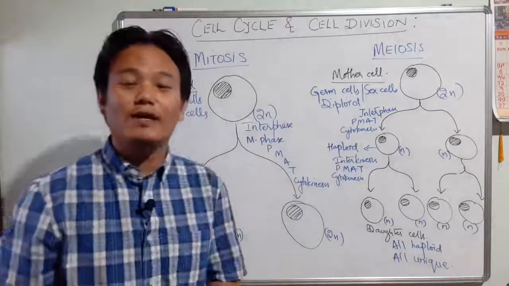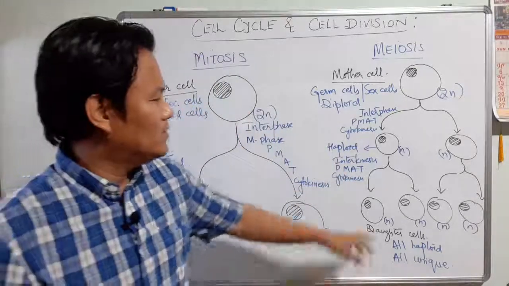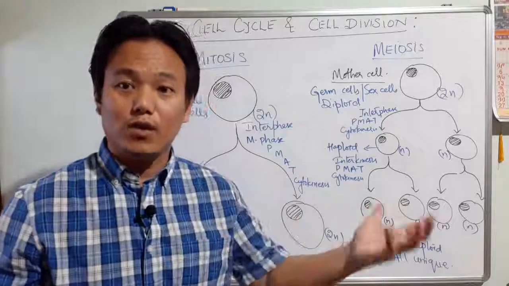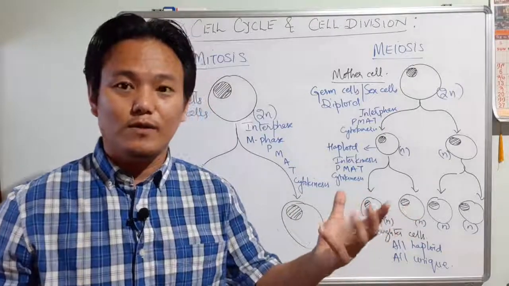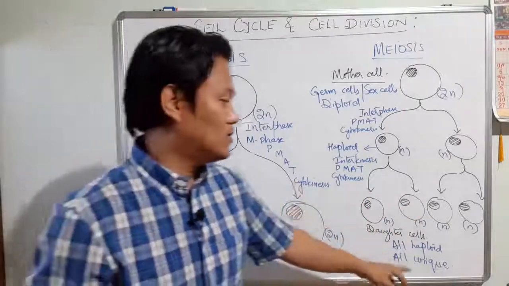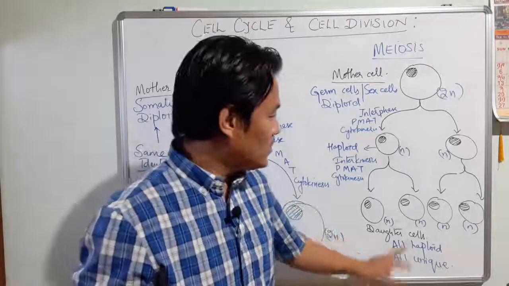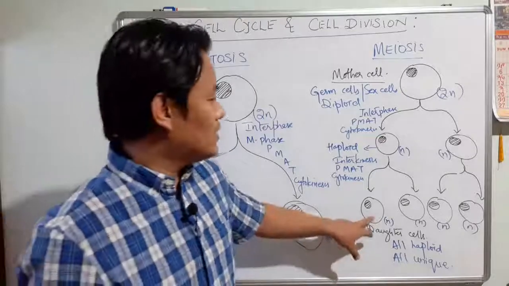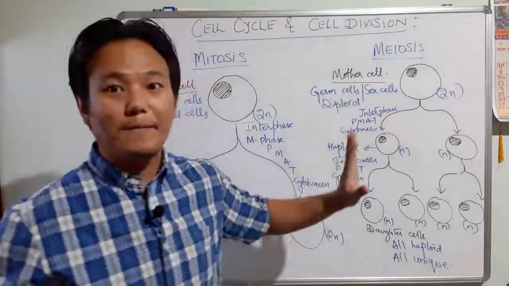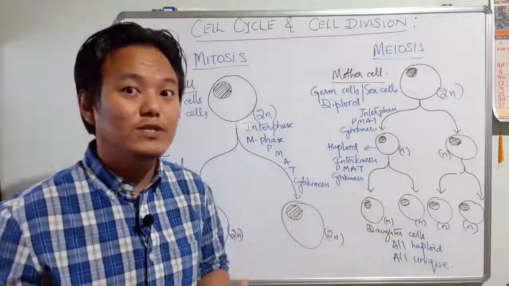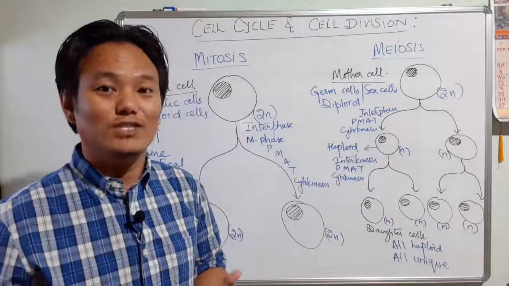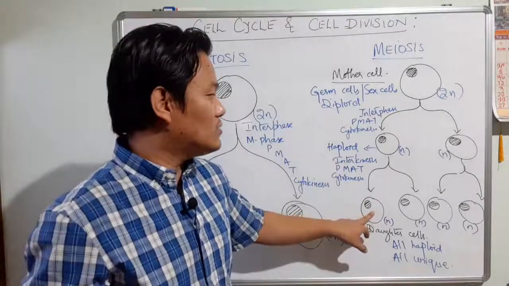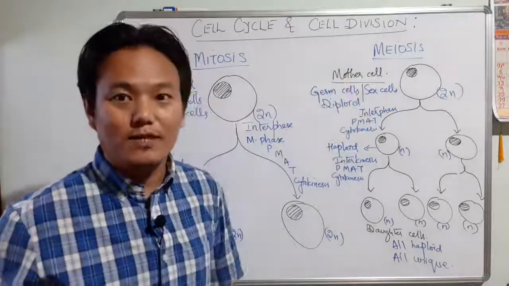Unique, what do we mean by unique? Individual, unique. So these daughter cells, they are unique. They do not resemble their mother cell. Genetic composition, we are talking about its genome, right? The genetic composition, they are unlike their mother cell.